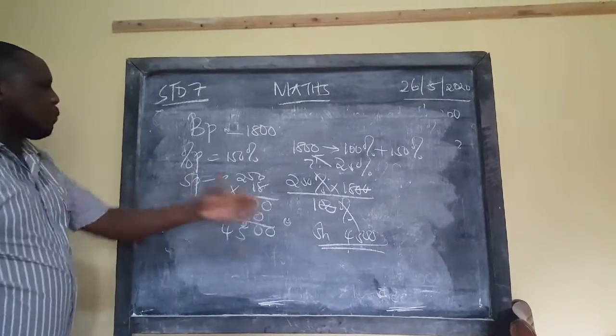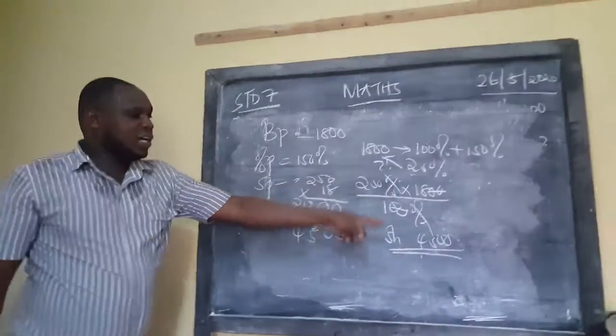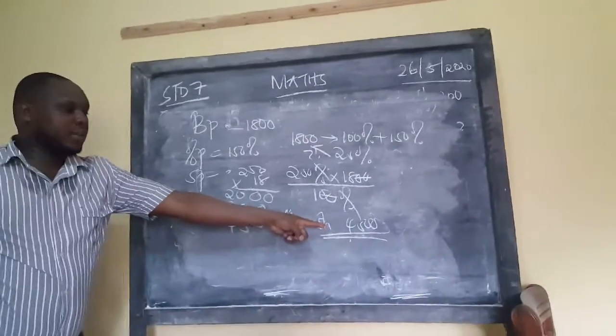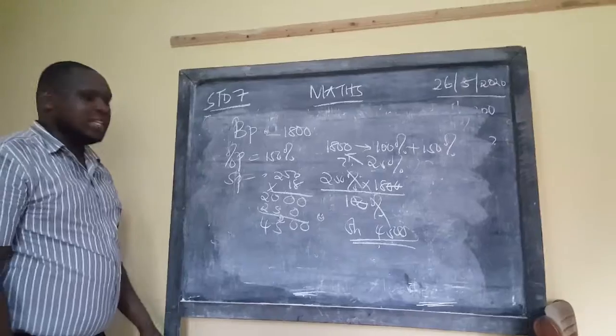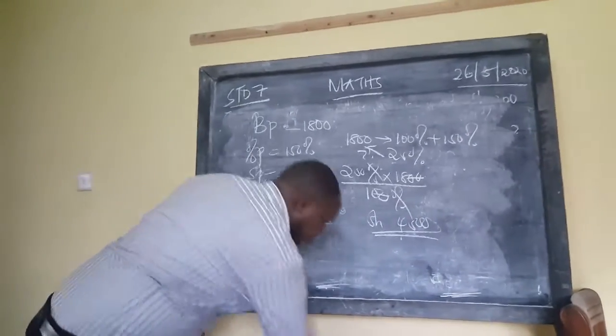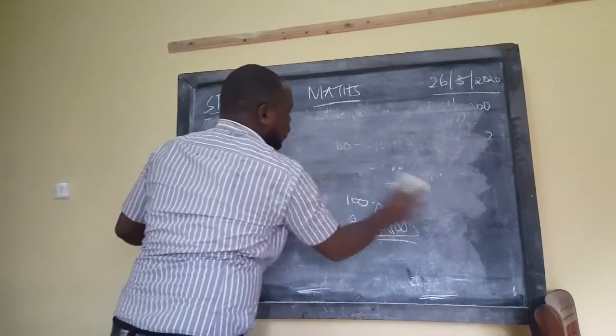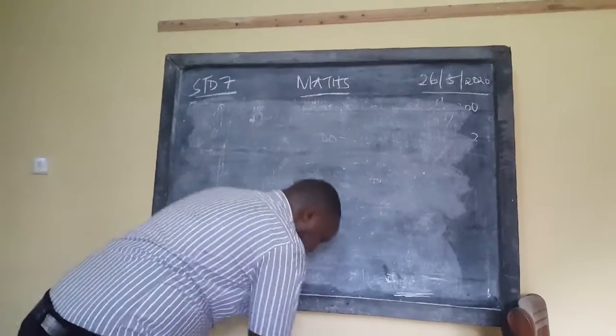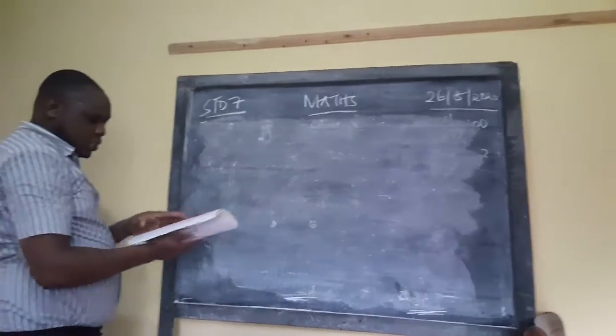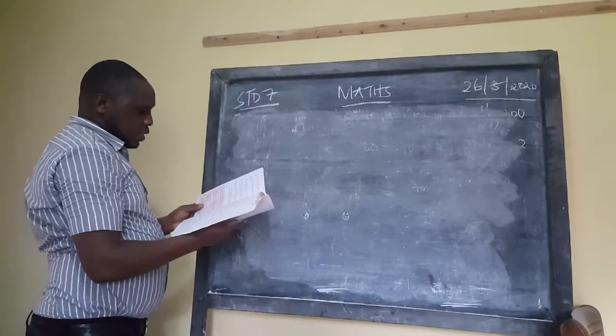You can see this is a profit from 1,800 to 4,500. That is a profit made. Let me do another one for you so that you can be able to calculate these questions with a lot of ease.